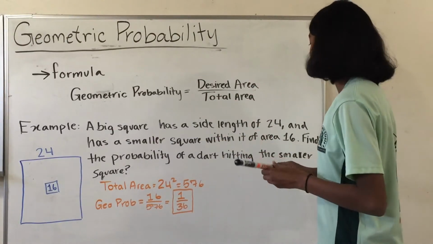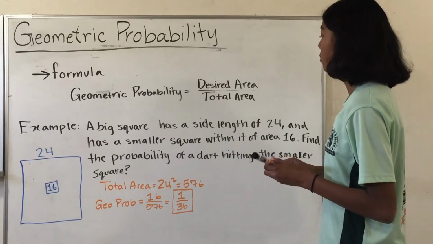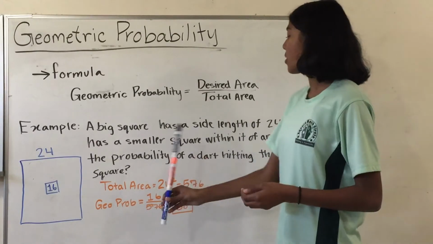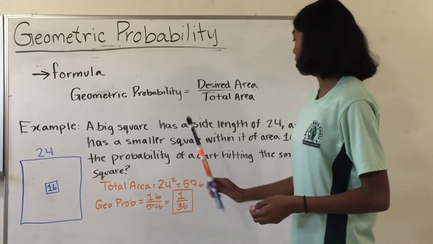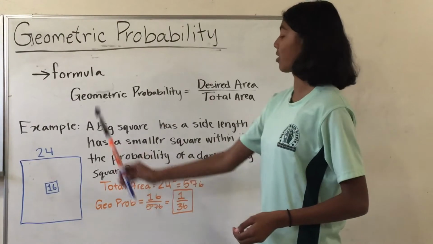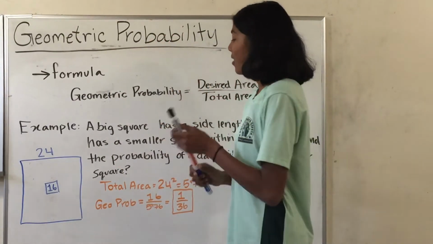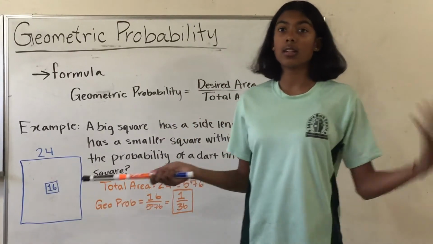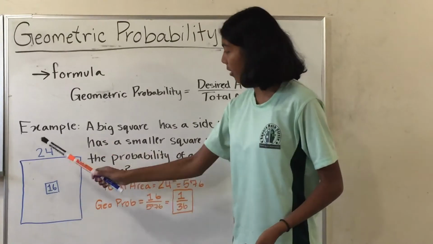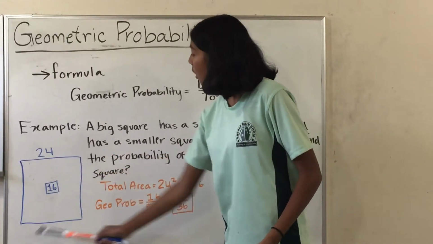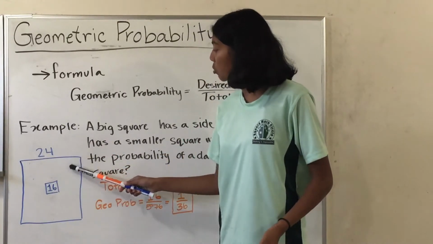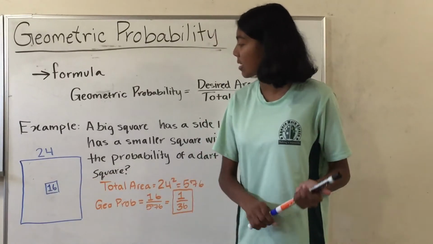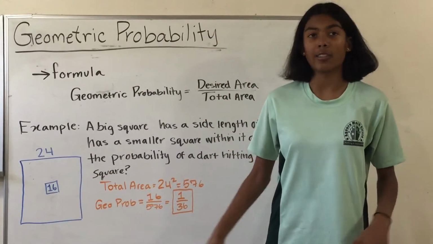A big square has a side length of 24 and has a smaller square within it of area 16. Find the probability of a dart hitting the center of the smaller square. Okay, so we can always start by drawing a diagram. So here's our diagram. This larger square has a side length of 24, and we have our smaller square here, which has area 16. And it's not to scale.